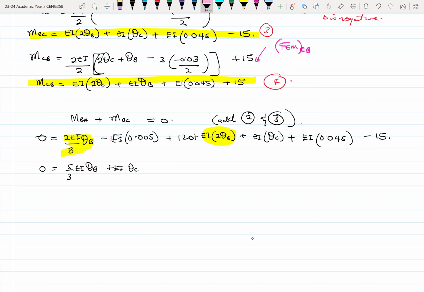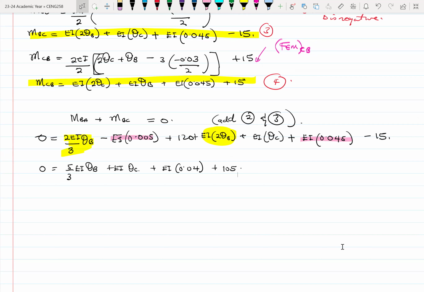Let me color these two guys together. All right. So it becomes minus 0.005 plus 0.055. That'll be 0.04, right? Yeah. So plus EI 0.04. Okay. Then plus 120 minus 15, that'll be 105. So this becomes one of our equations. I would say the first one of our equations.